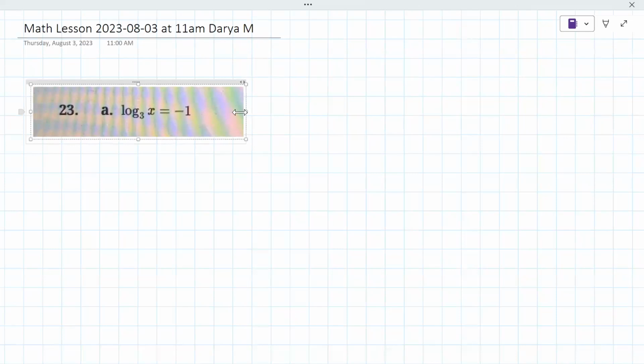of x equals -1. So to undo log base 3, use this 3. The reason it's 3 is it's got to match the thing you're taking the log of.